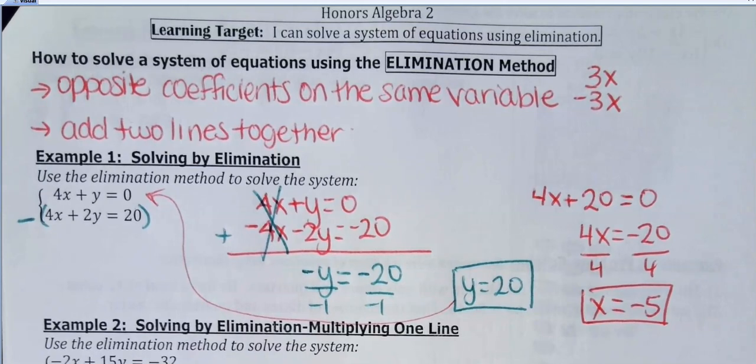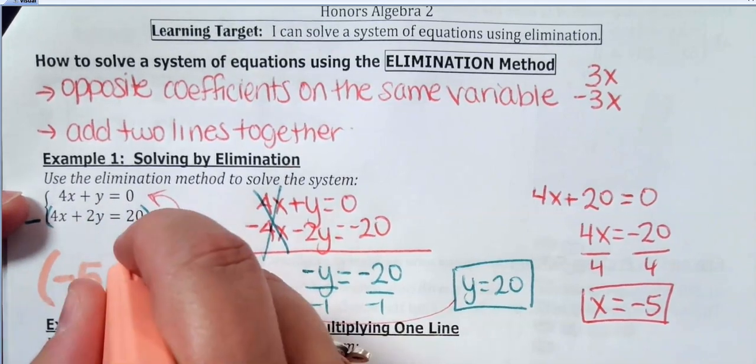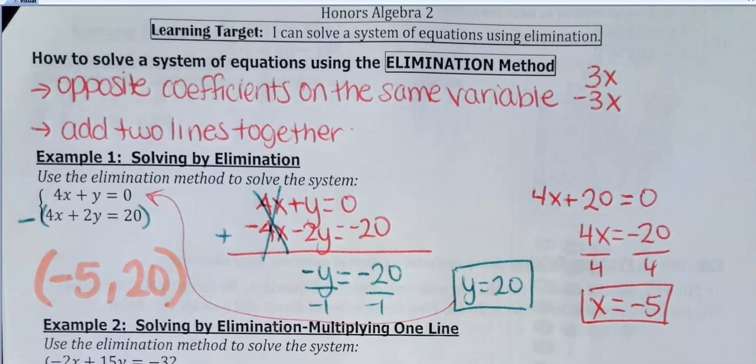If you want to leave it like that, that's fine with me. If we're doing something on the computer, it's going to ask you to write the coordinates of the point of intersection of those two lines, which would be on a graph, the point (-5, 20). Is anybody having a question?